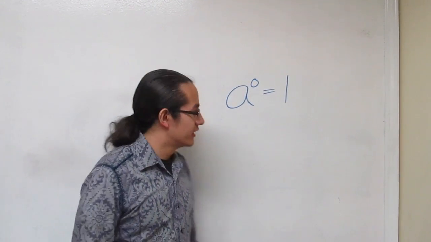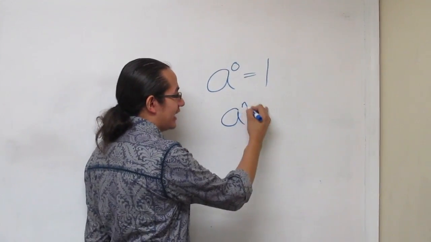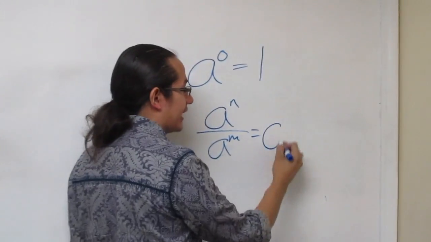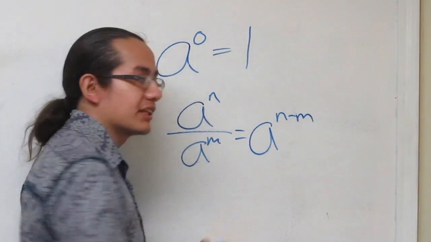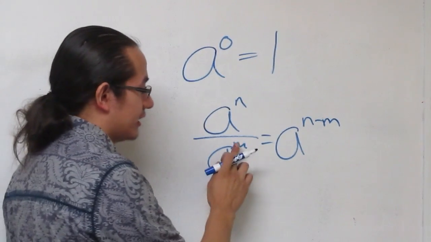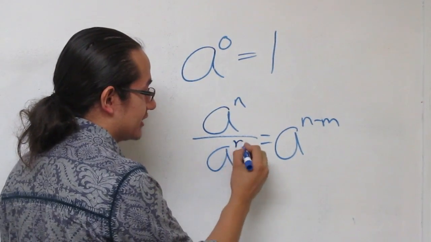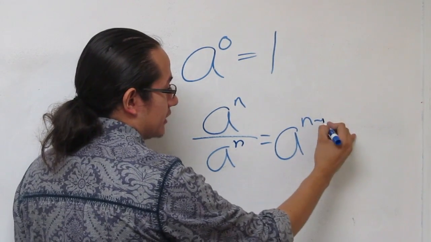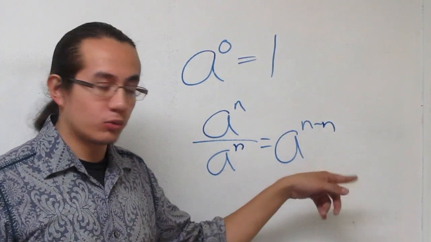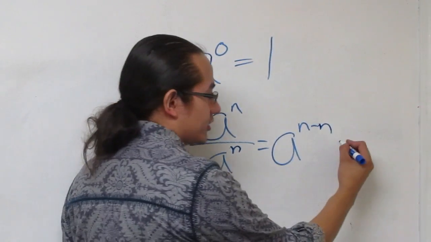But let's prove it. So if I have a to the n over a to the m, we know that the answer is going to be a to the n minus m. We covered that just a little while ago. But what happens when this bottom one is the same power? A to the n over a to the n. We said we have to subtract them. So what's something minus itself? That's always 0.